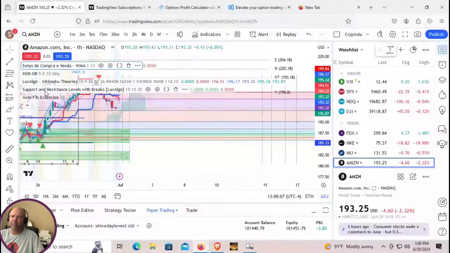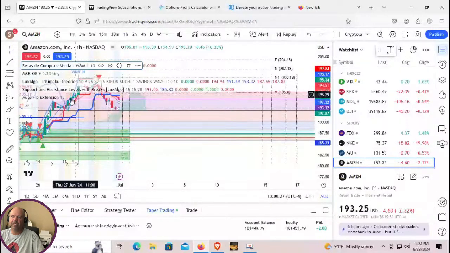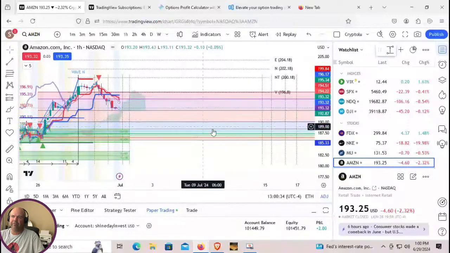Then I have support and resistance with breaks, also LuxAlgo. I didn't draw this line. The red line is for resistance and the blue line is for support. Actually, I had to change it to green later. Then we have the auto Fibonacci extension. I didn't change anything. I'm also trying to learn how to deal with the color Fibonacci. So that's TradingView and the whole thing.